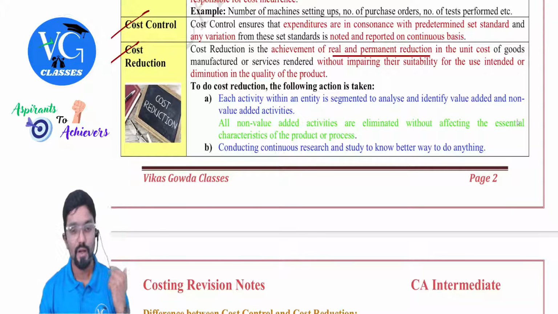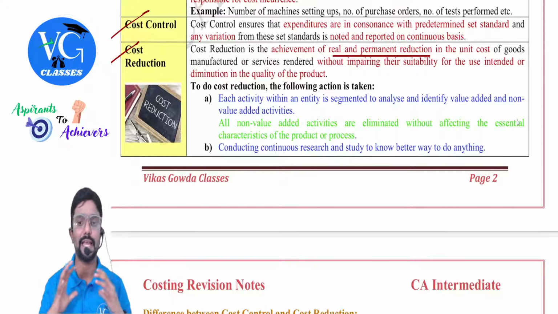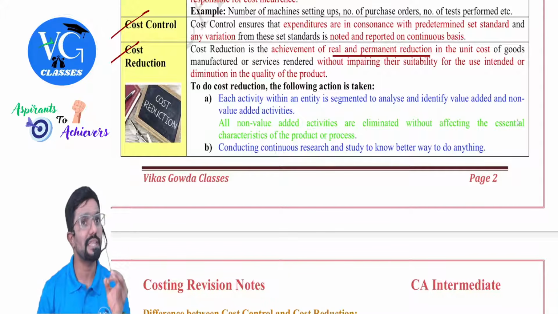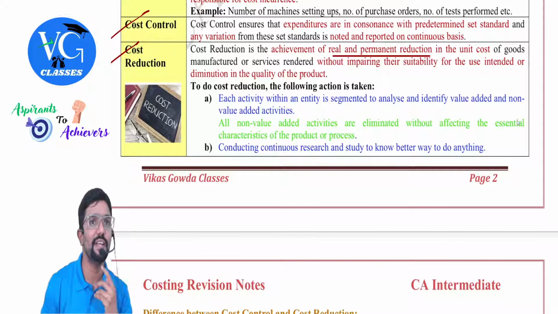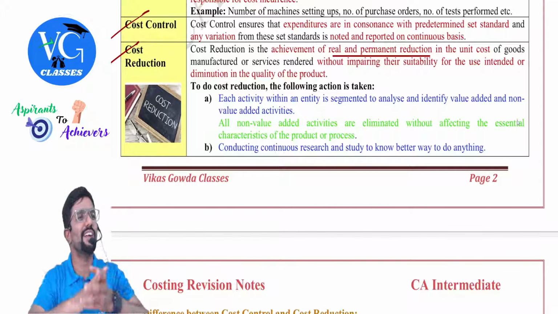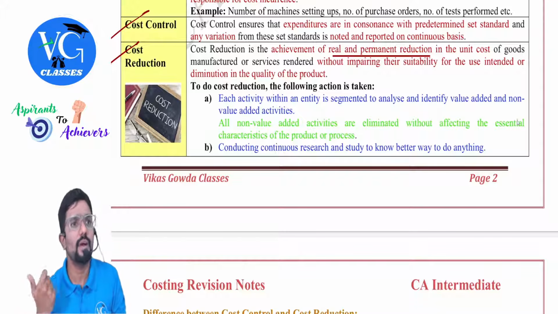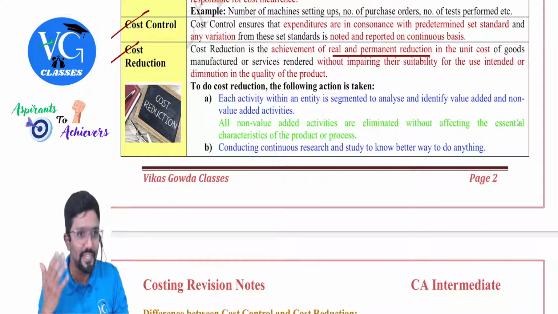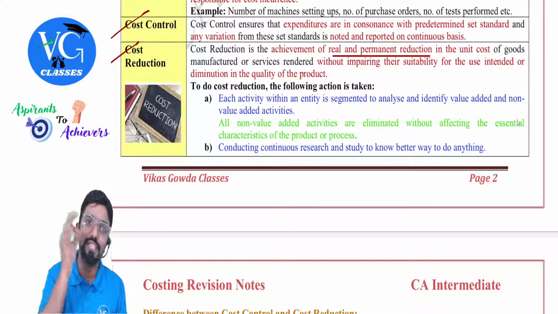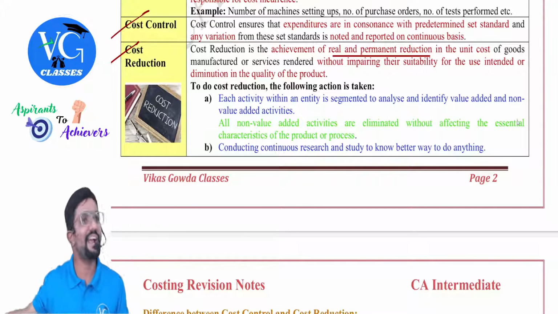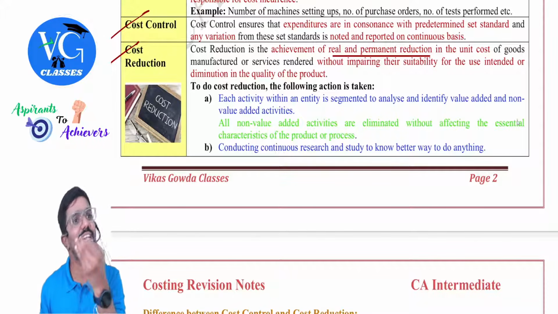Try to do it. All non-value adding activities are eliminated without affecting the essential characteristics of product or process. See, when you are eliminating, please eliminate non-value adding activity. As a manufacturing process, I thought manufacturing is not required. I will eliminate it. From tomorrow, what will you do? Correct. That is value adding activities. Correct. So try to identify some non-value adding activities in your organization and try to eliminate it.